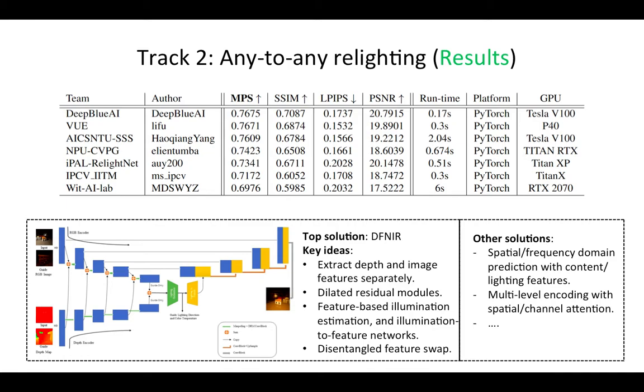Other solutions include spatial and frequency domain predictions with content and lighting features, or a multi-level encoding with spatial and channel attention. The details of these solutions and remaining ones are all again in our report.